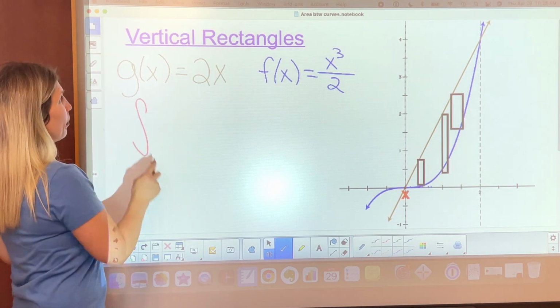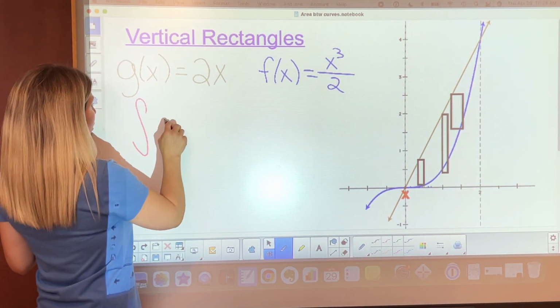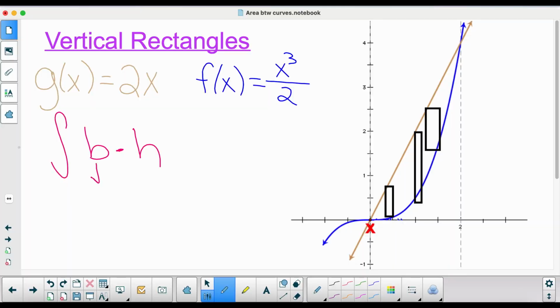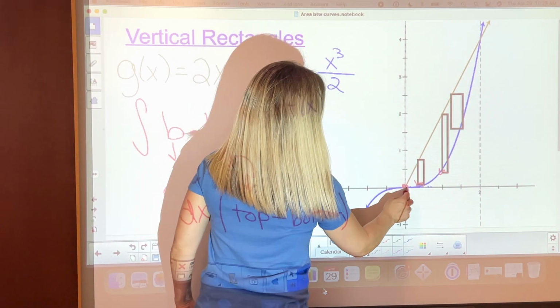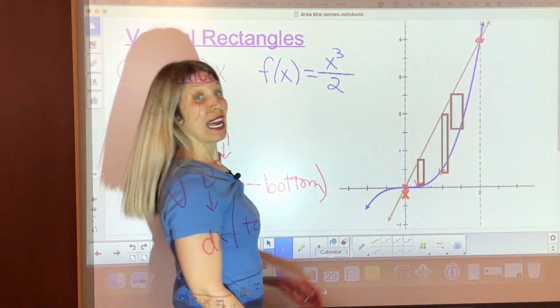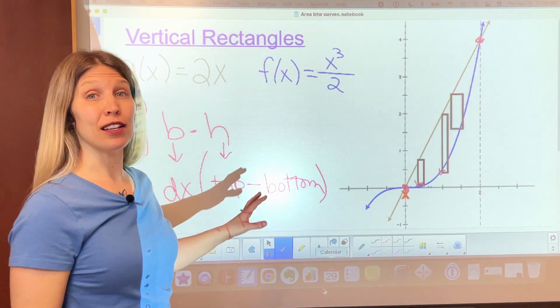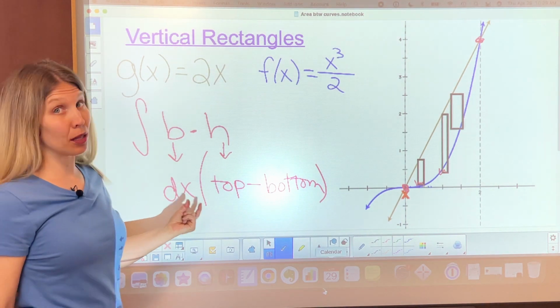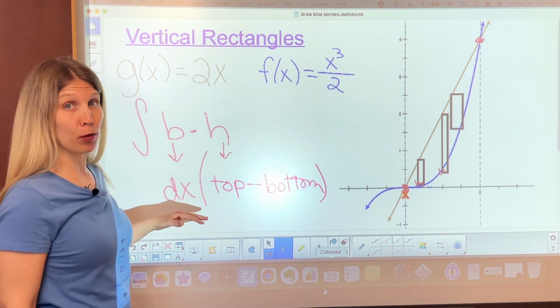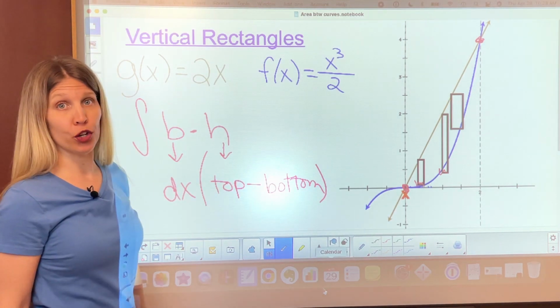So again, we're going to set up, and this time we're doing vertical. So we're going to do base times height, right? Our base of these, they're tiny x values that are changing. So this is my dx. My height is going to be my top function minus my bottom function. And then I need to find where they intersect. And I'm using my x values because this is a dx problem. Whoever goes with the dx, that's the boss. Okay, and that's who you follow to set up your bounds and which variable you put in your equation.